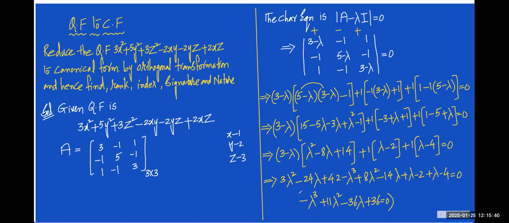This one, since we are getting negative sign, should multiply with minus to make it positive. Finally, we are getting lambda cube minus 11 lambda square plus 36 lambda and minus 36 is equal to 0. This is your cubic equation in terms of lambda. We have to factorize this one. Also, you can use a calculator for this.